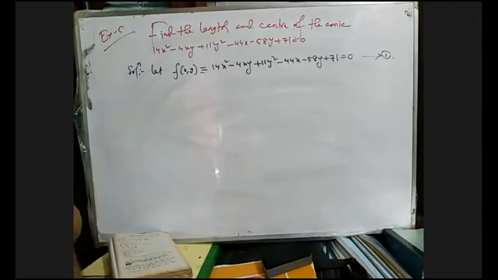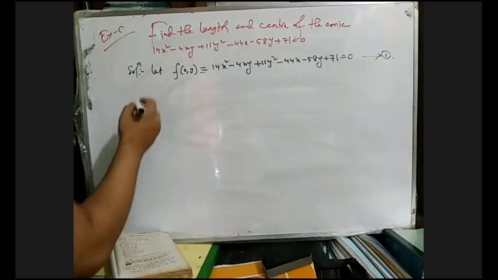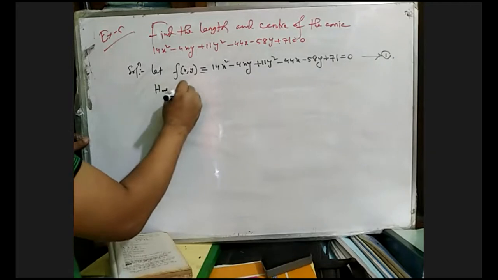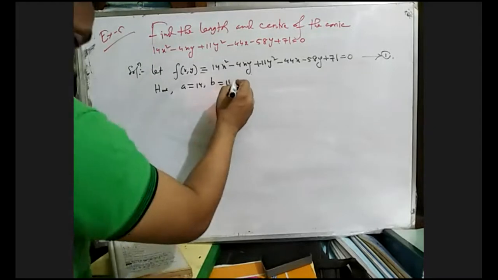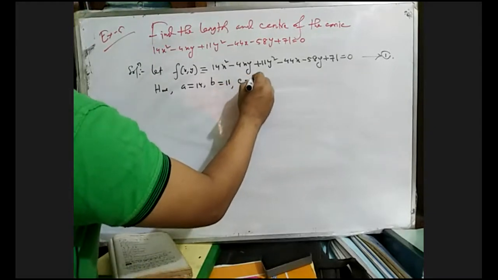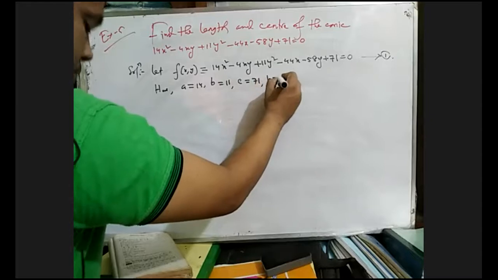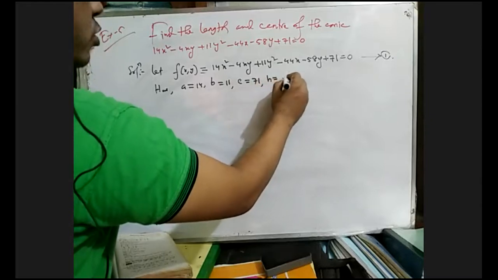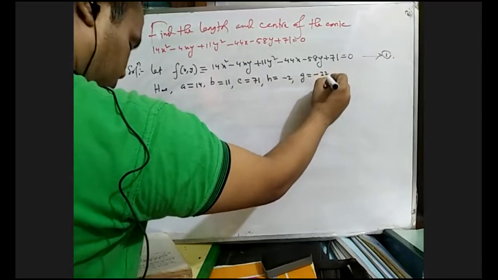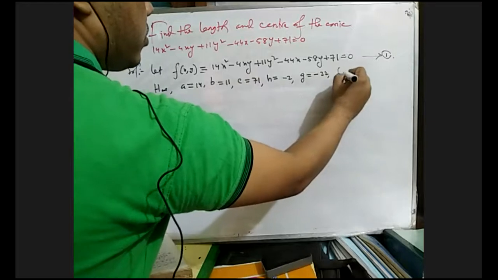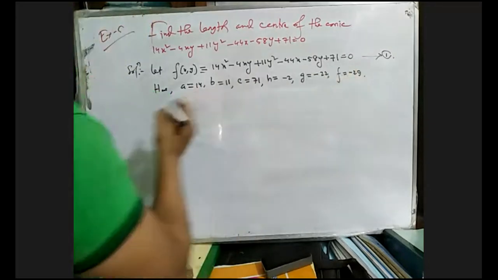Now comparing with the general equation of second degree, ax square plus 2hxy plus by square plus 2gx plus 2fy plus c equals to 0. As in the previous example, we get here the coefficients: a equals to 14 and b equals to 11 and c equals to 71. h is equals to minus 2 and g equals to minus 22 and f equals to minus 29.